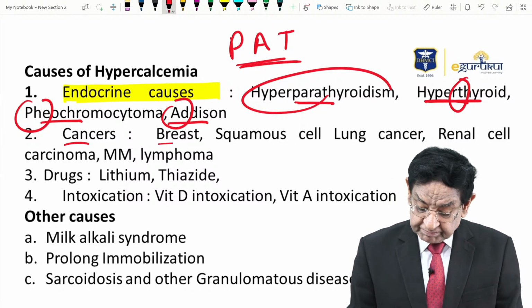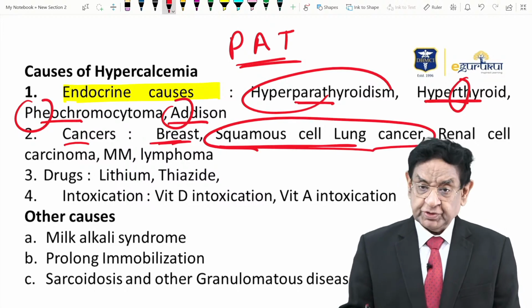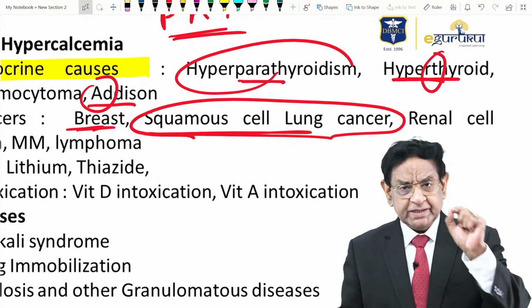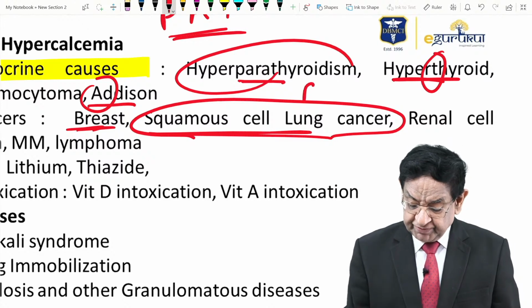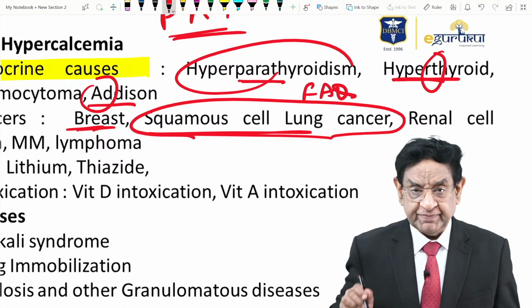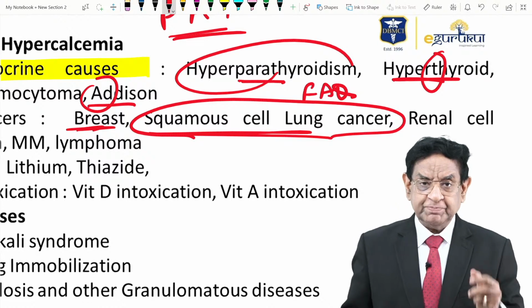Cancers: breast cancer, squamous cell lung cancer. This question comes in all the exams. Why is it so important to talk about squamous cell cancer? This is a universal, very frequently asked question. This question came in the FMGE exam so many times. Now the question is, why spend time on it?